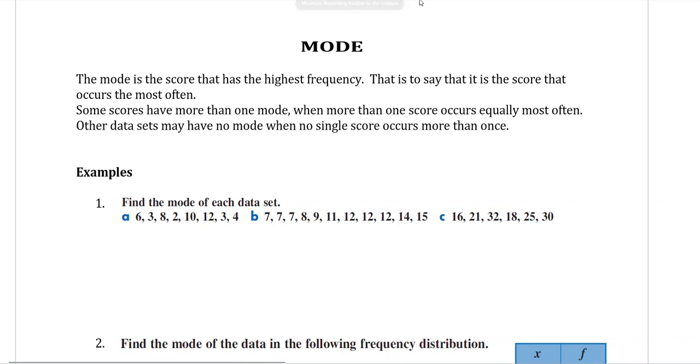Okay, let's quick recap. Mean is the average. Add them all up and divide by how many there are. Median is the middle, as long as they're in order first. Now, mode stands for most. Mode is the most occurring. Or, if you're talking mathematical terms, the one with the highest frequency. But that's a lot harder to remember. It's much easier to say mode and most.